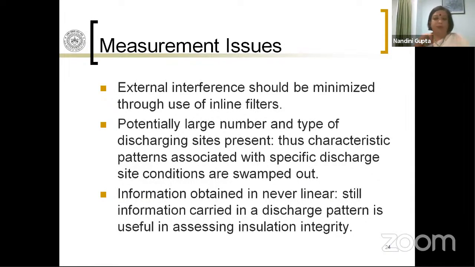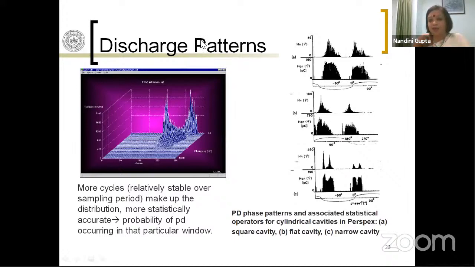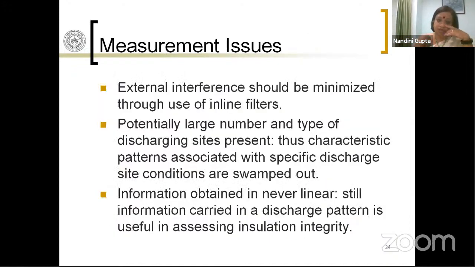Now, as I have already been mentioning, there are various measurement issues involved with electrical PD. External interference is a huge problem. We need to use inline filters. When you talk about these nice looking PD patterns, you're assuming that there is only one source of PD. But in real insulation, you would have various sources and types of PD happening, and all these signatures will superimpose on each other. So potentially there would be a large number and type of discharging sites present, and the characteristic patterns associated with specific discharge conditions will be swamped out.